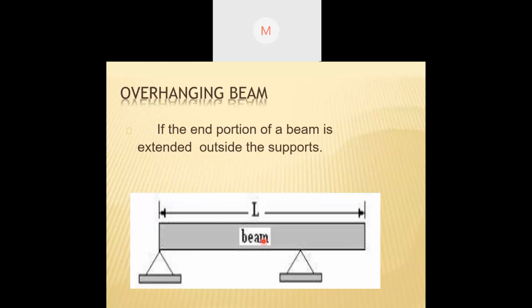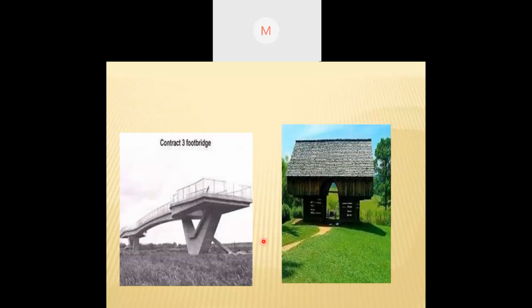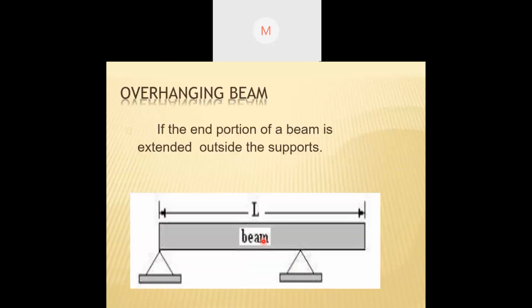Now overhanging beam. What is actually an overhanging beam? Suppose the beam is supported by two supports. Now if the beam is supported by two supports, some portion of the beam may project outwards, right? If some portion of the beam is projecting outwards, then this is known as an overhanging beam.